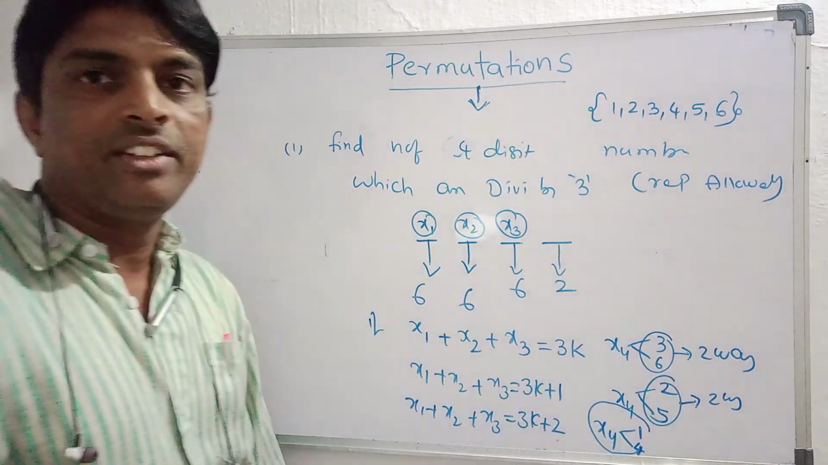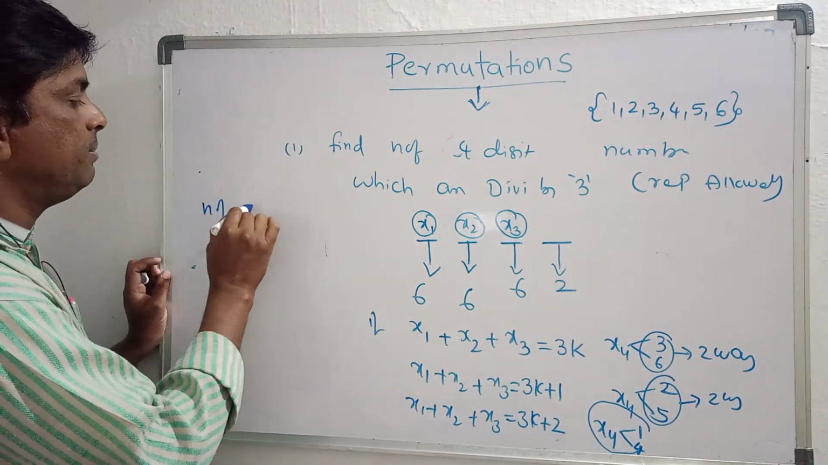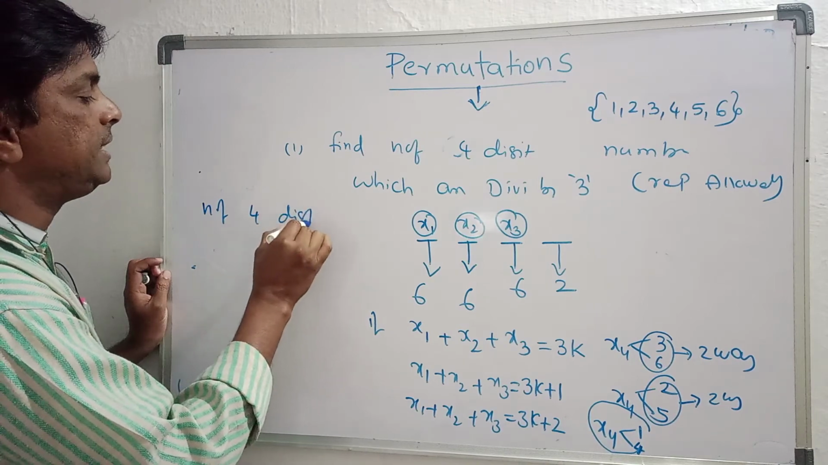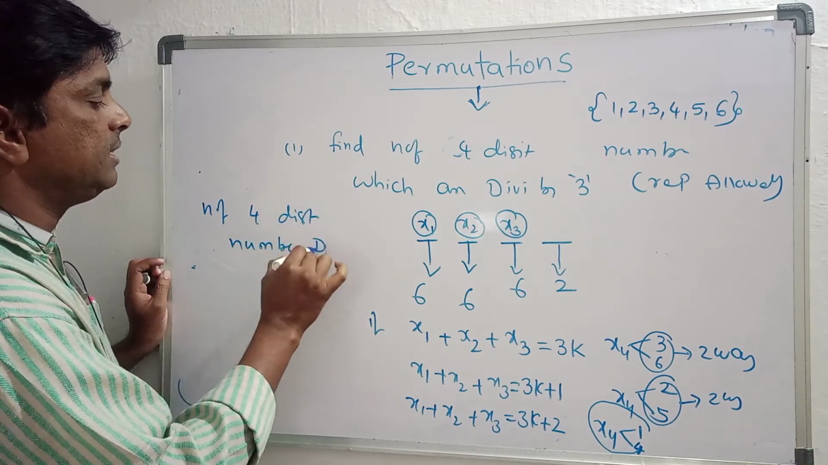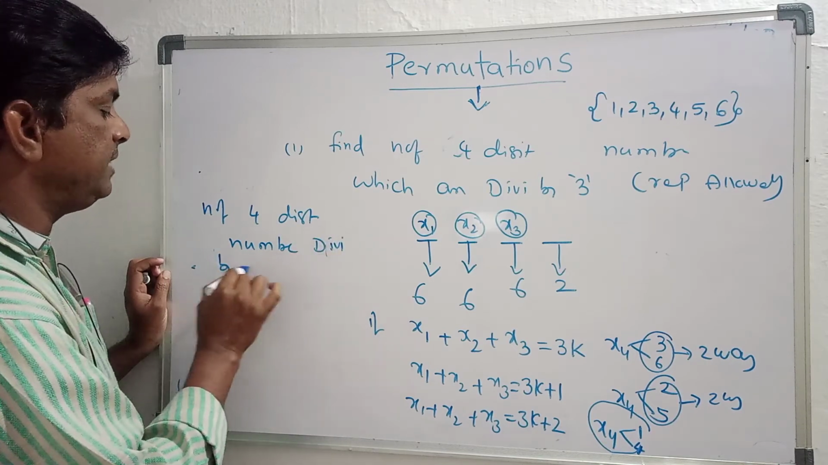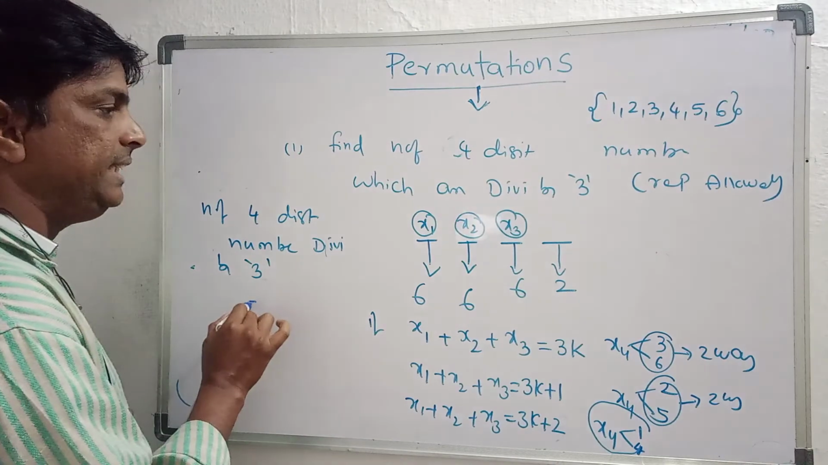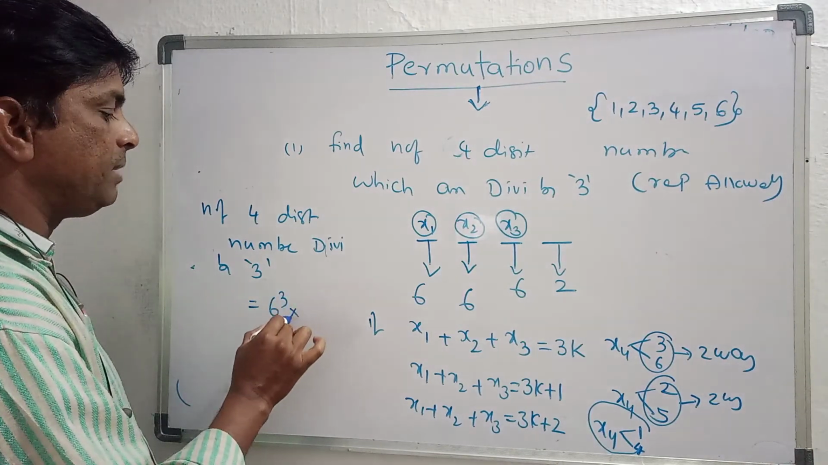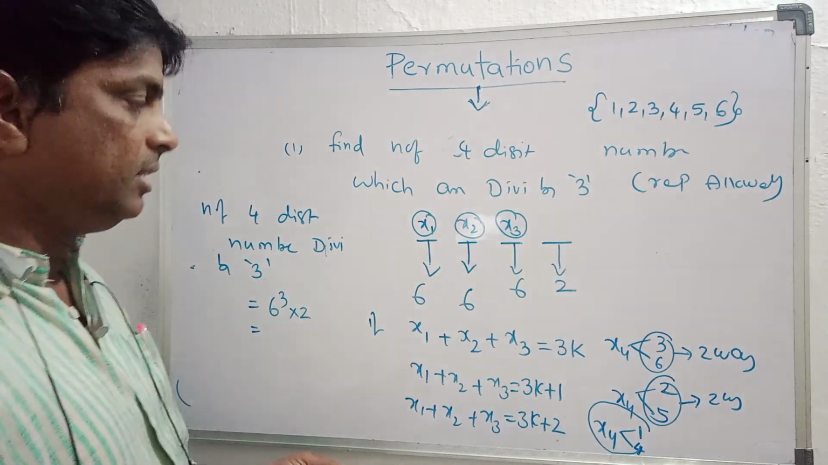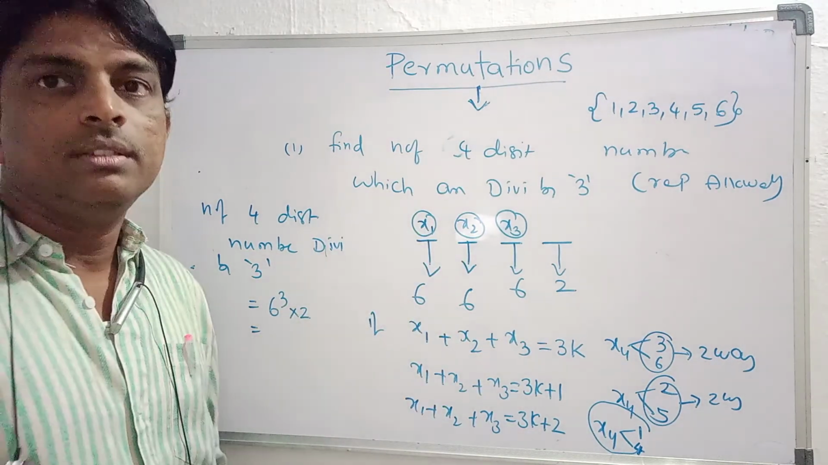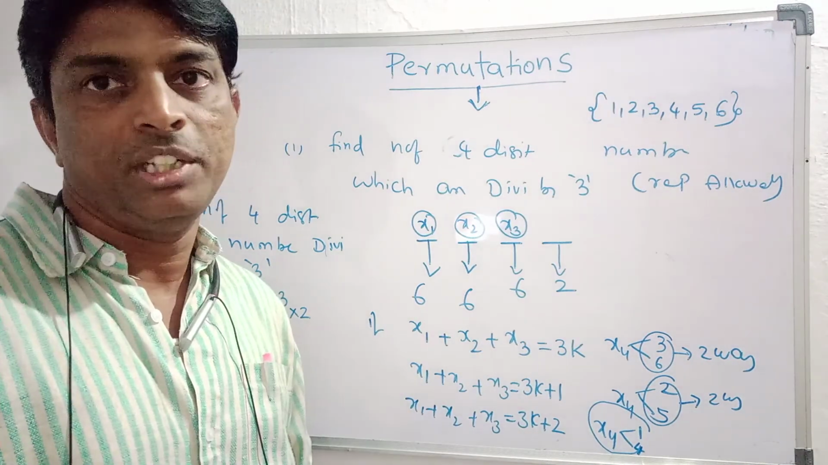So therefore I can say the total number of 4-digit numbers which are divisible by 3, where each digit can occur any number of times, is 6 cubed multiplied by 2. Okay, 6 cubed multiplied by 2. So this is the advantage of the fundamental counting principle.